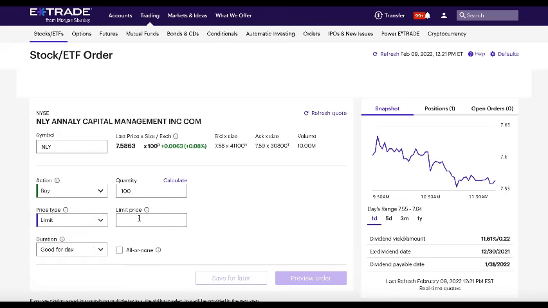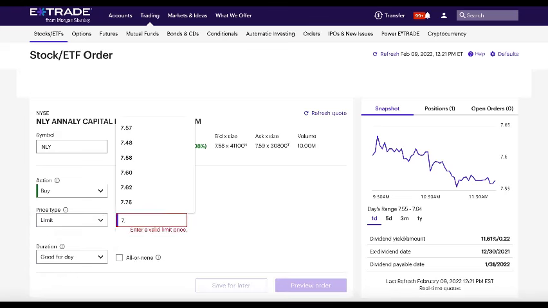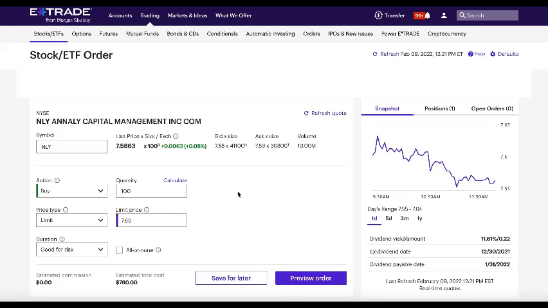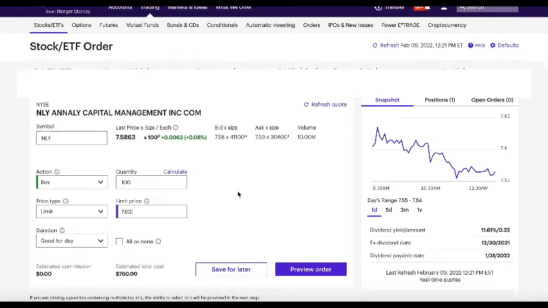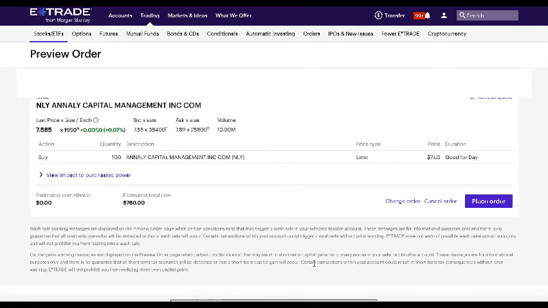Type in the maximum price that you are willing to pay. I usually like to do about 2 cents over what the market price looks like. Under duration, click good for day. Now check the estimated total cost at the bottom just to double check your work. Then click preview order, click place order, and now make sure this order is executed here.